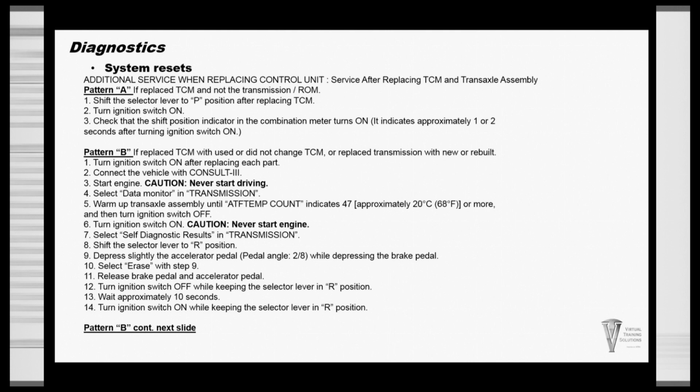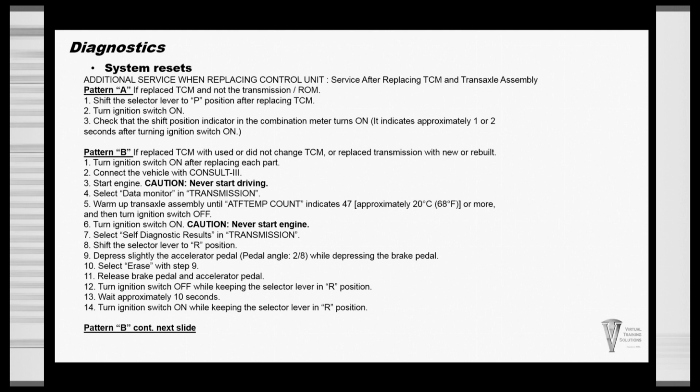Pattern B, if we replace the TCM with used or did not change the TCM and replace the transmission with new or rebuilt. So basically pattern B is if you change your transmission ROM, if it's been replaced, or you got a used transmission, a reman transmission, something along those lines, or if you had to swap the TCM to a new or used TCM, it's going to want you to do these steps.